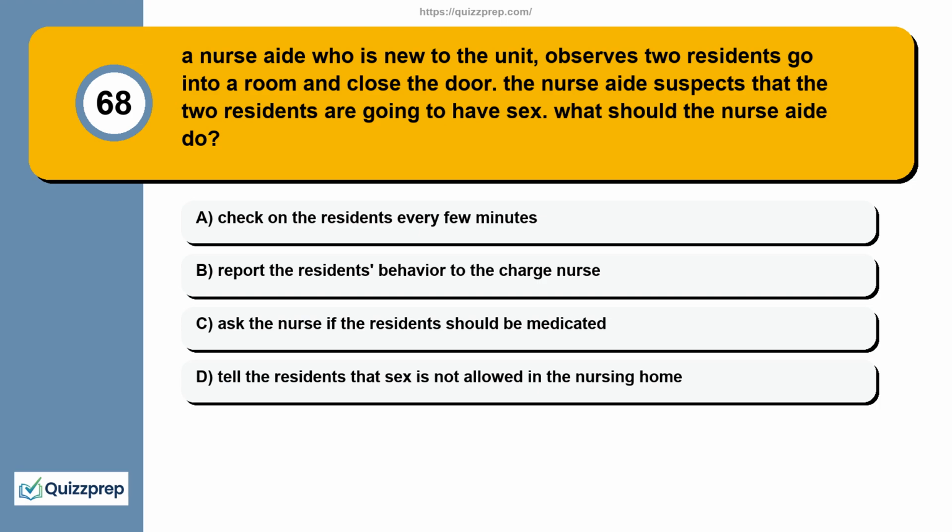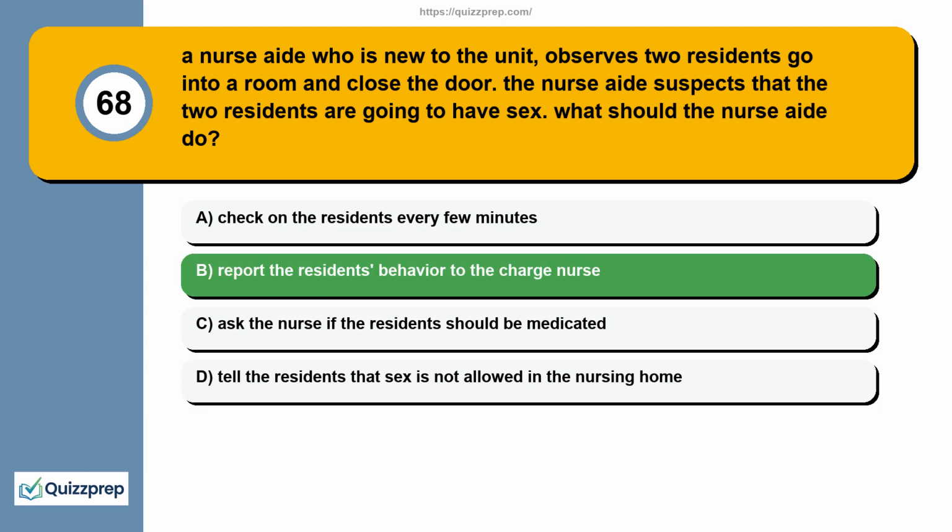Question 68. A nurse aide who is new to the unit observes 2 residents go into a room and close the door. The nurse aide suspects that the 2 residents are going to have sex. What should the nurse aide do? Option A, check on the residents every few minutes. Option B, report the resident's behavior to the charge nurse. Option C, ask the nurse if the residents should be medicated. Option D, tell the residents that sex is not allowed in the nursing home. The correct answer is option B, report the resident's behavior to the charge nurse.